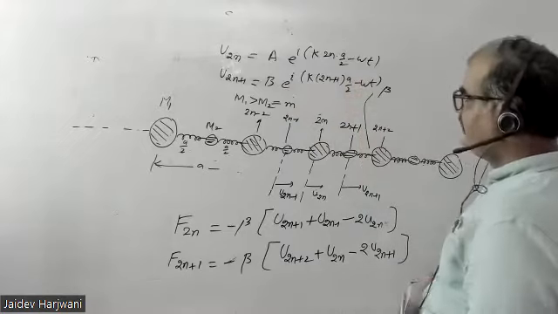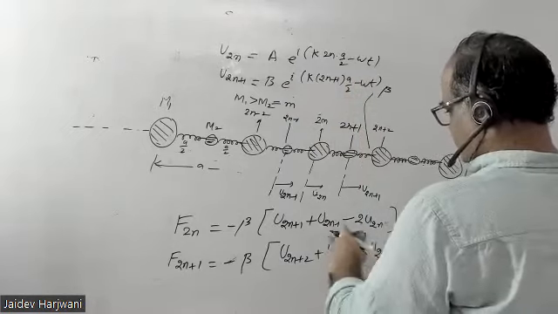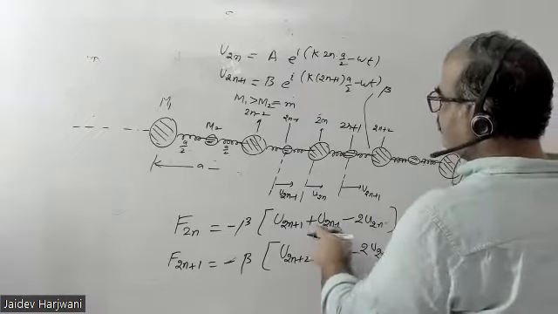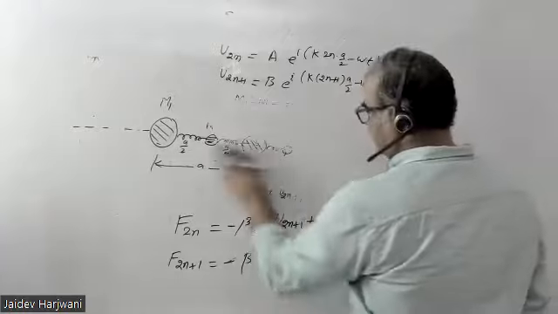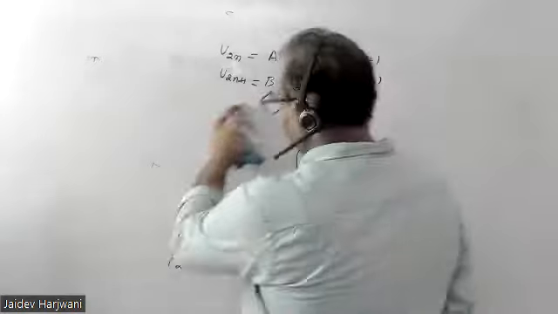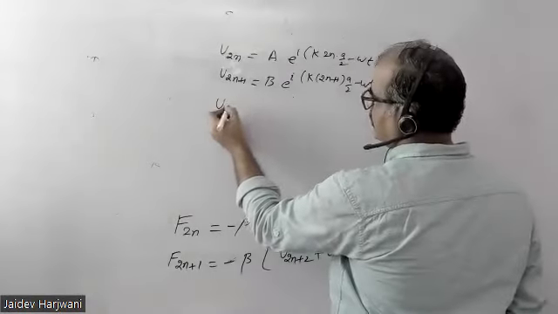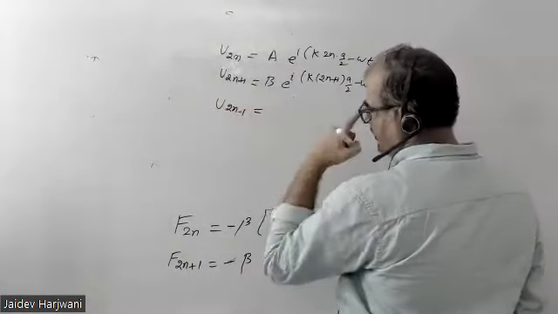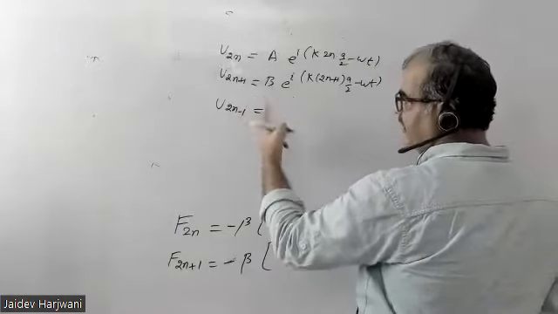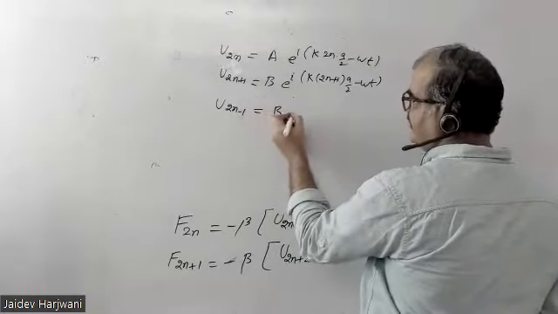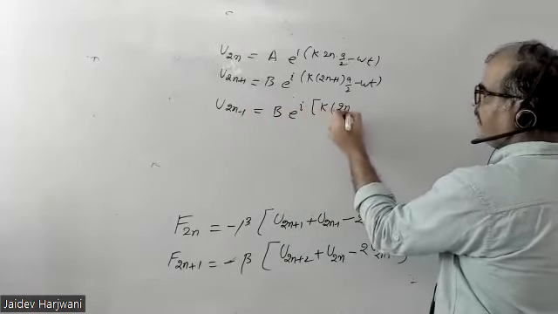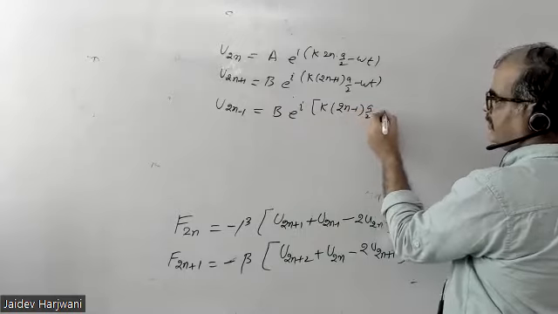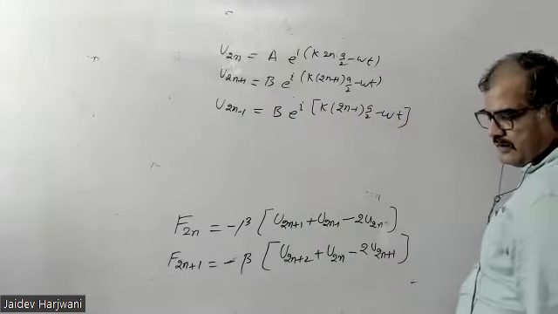Similarly, you can write for 2n minus 1 also in the same way. Now you write U2n minus 1. 2n minus 1 is again your smaller atom, so the amplitude is also b, exponential iota k, 2n minus 1 a by 2 minus omega t, isn't it?